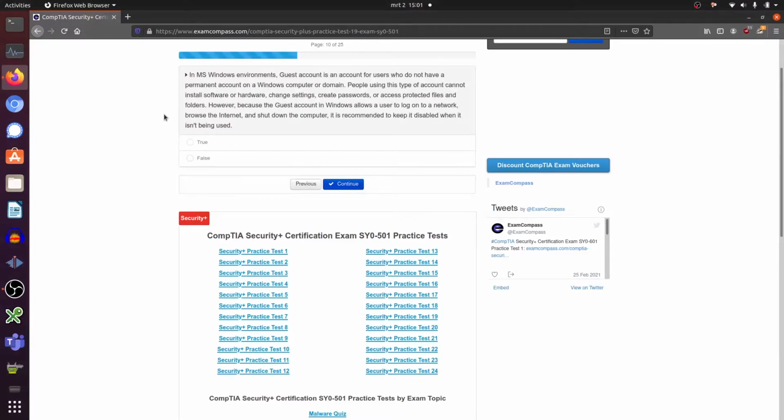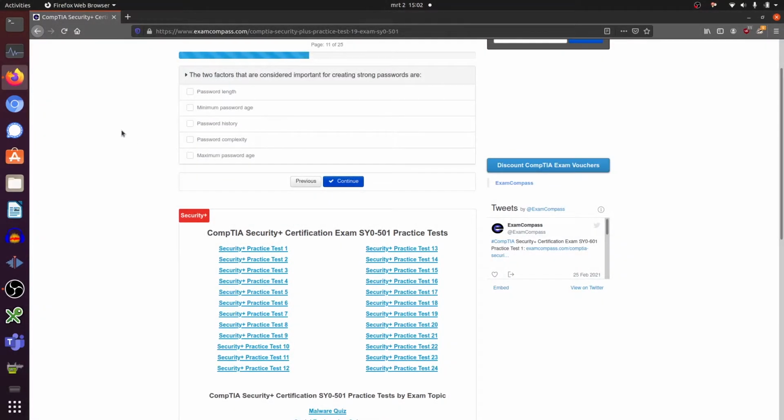In the Windows environment, the guest account is an account for users who do not have permanent accounts. Recommended to keep it disabled. Yes, that's correct, the guest account. Disable it when it's not needed, because you make the attack surface just that much bigger when you enable it all the time.